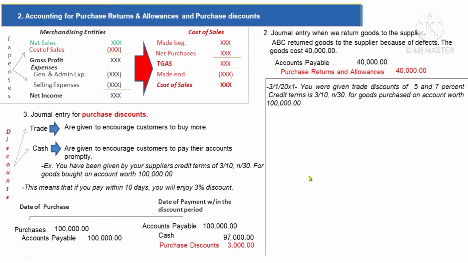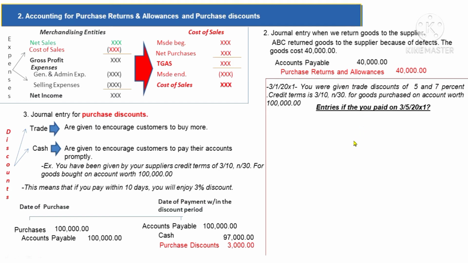So we have here on 3/1/20X1, you were given trade discounts of 5 and 7%, and the credit terms extended is 3, 10, and 30 for goods you purchased on account worth 100,000. So this is similar to the problem in the last episode. However, in here, you are the buyer. So what should be the entries if you paid on 3/5/20X1, or in simple terms, within the discount period?